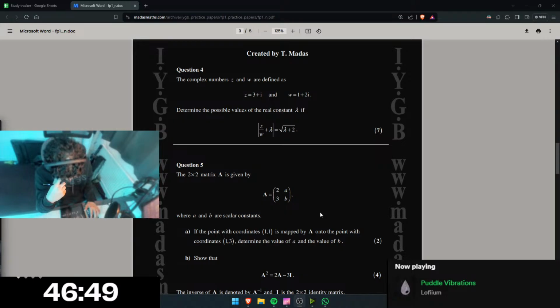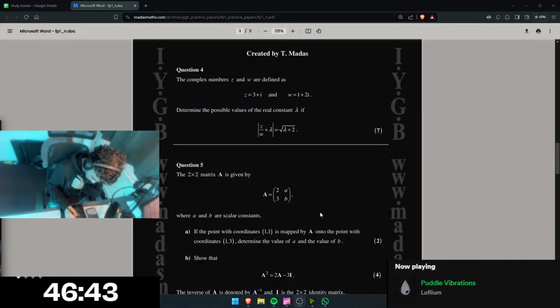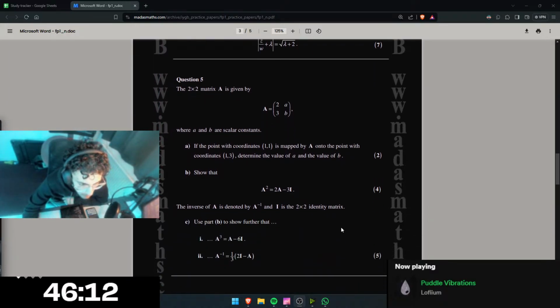So 2 plus lambda squared equals 2 plus lambda. This implies that lambda 1 equals 0, and this implies that lambda 2 equals minus 1. Wow, that's a big oversight by me. Basically, did not realize that was the case.